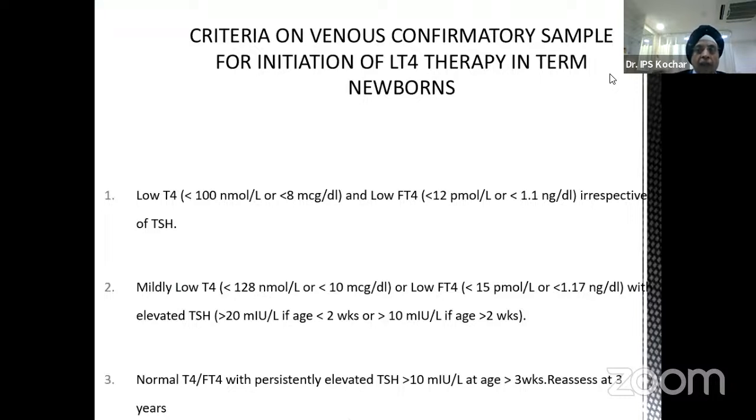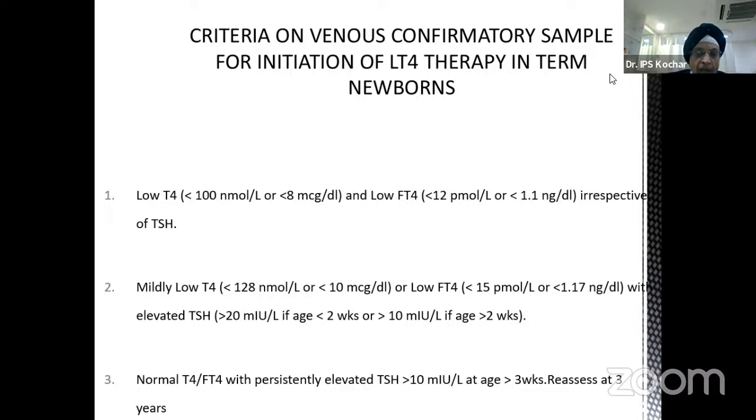What is the criteria for initiating thyroxine in term newborns? We're talking about term newborns. If there is a low T4 less than 8 or a low FT4 less than 1.1, whatever the value of TSH, you have to start the medicine. If there is a mildly low T4, less than 10, and low FT4 less than 1.17, and the TSH is more than 20 at less than 2 weeks of age, you must start thyroxine. This is one condition.